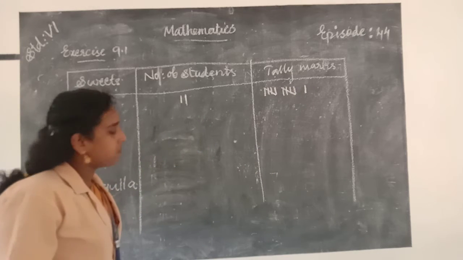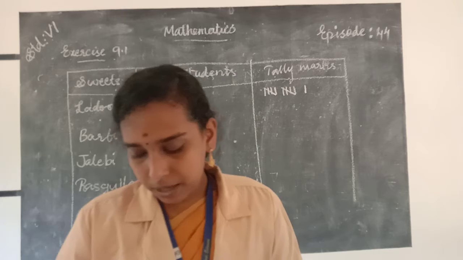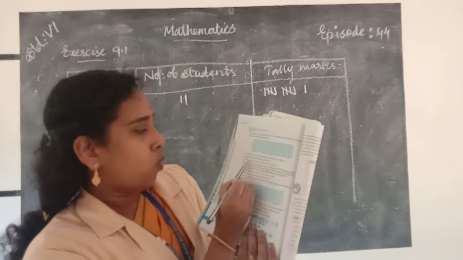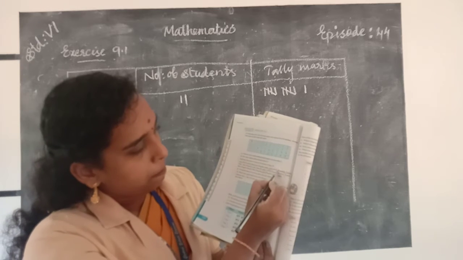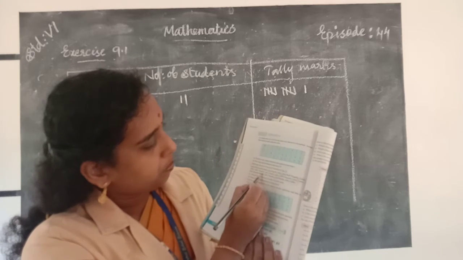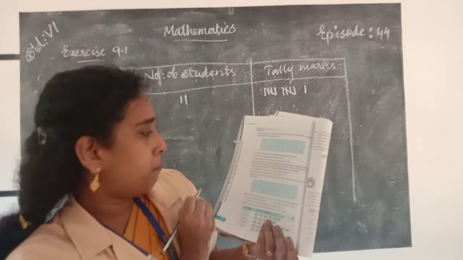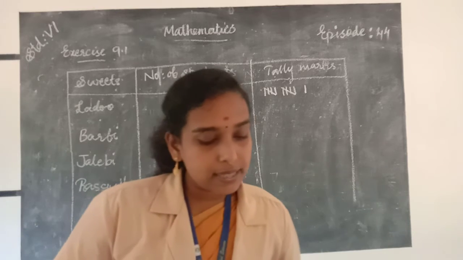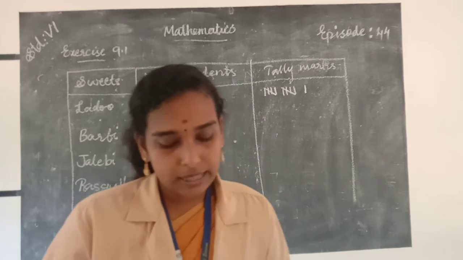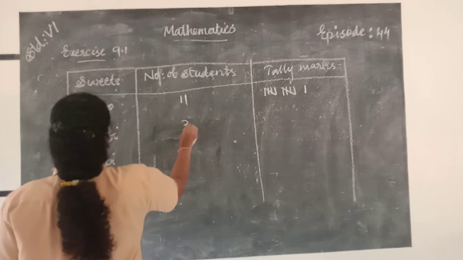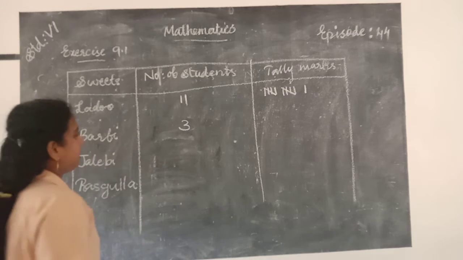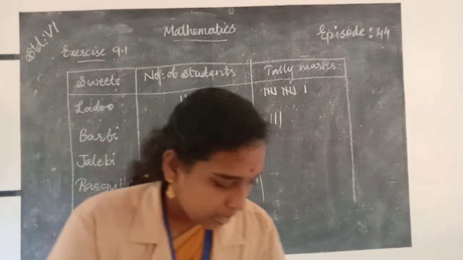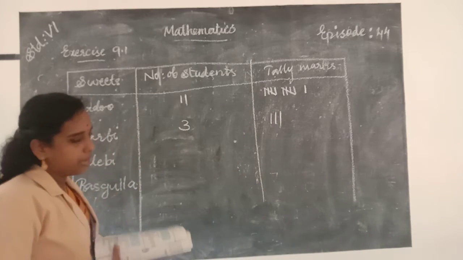Then the next one, burfi. How many students chose burfi? 1, 2, 3. Only 3 students chose burfi. So the number of students who chose burfi is 3, and for the tally marks we draw 3 vertical lines to represent 3. Then the next sweet, jalebi.